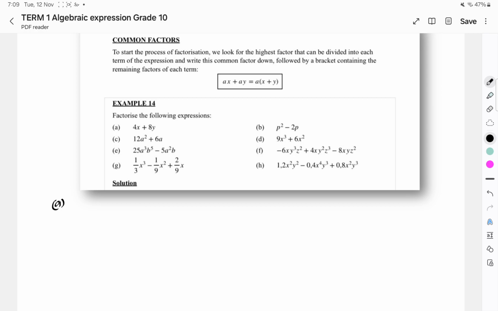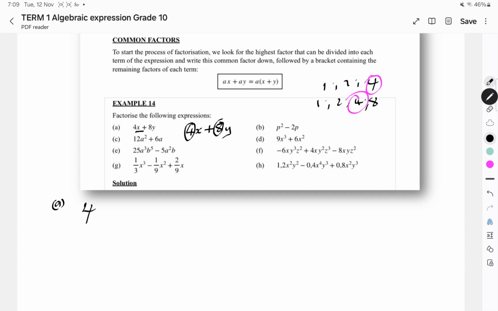Okay, so number A, I need to factorize 4x plus 8y. I check, do I have a common factor there? I start first with the number. Is there a number that can go into 4 and also go into 8? That is the highest. What are the factors of 4? It's 1, 2, and 4. Factors of 8, it's 1, 2, 4, and 8. Which one is common? Obviously 4 is common, but you can't do this step all the time, guys. You need to do it in your head. So the highest number that can go into 4 and 8 is 4. So I take 4 out as a common factor.